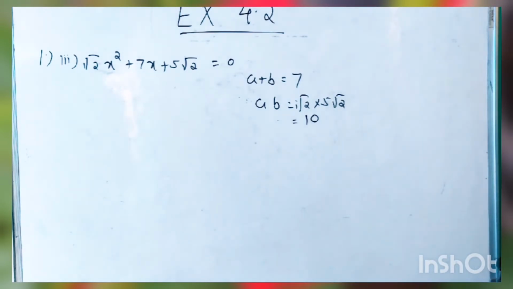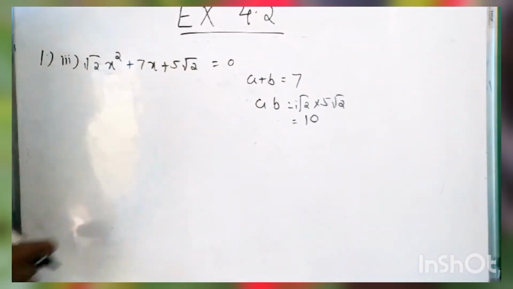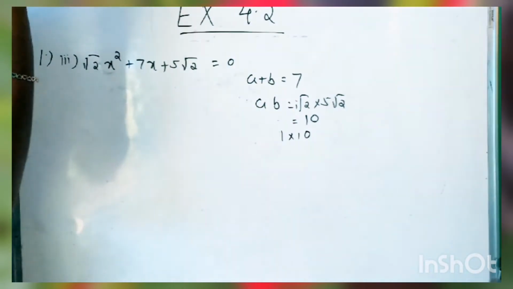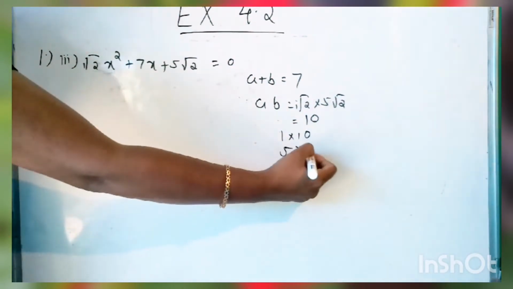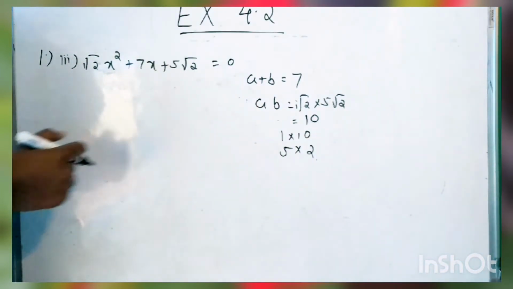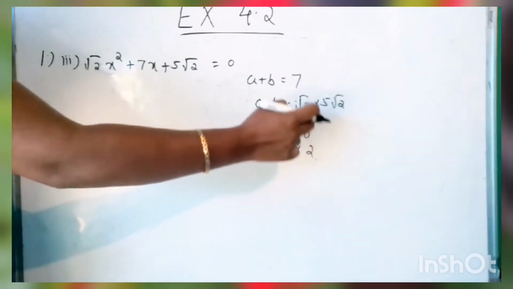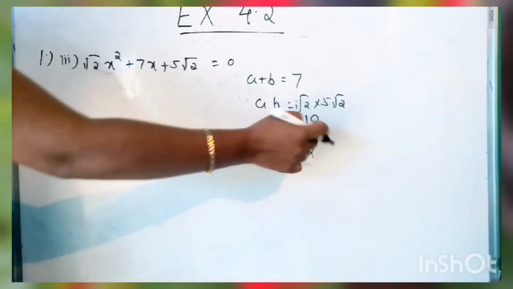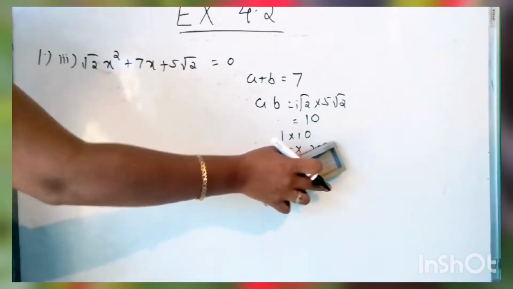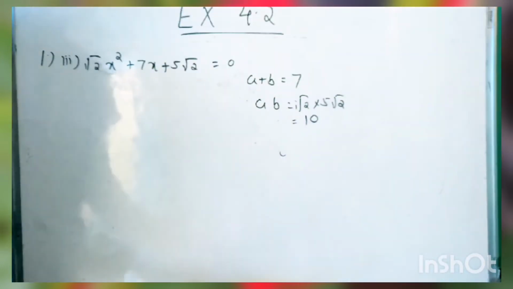Okay, what are those numbers? A plus b is equal to 7 and ab is equal to 10. Product we need to get is 10. The possible combinations are 1 into 10 or 5 into 2. Which one can we choose? 1 into 10 will give us 10, but 1 plus 10 is not 7; that is 11. So our choice is 5 into 2.